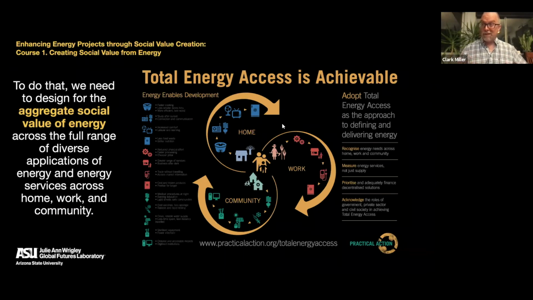And to do that, we need to think about then the aggregate social value of energy that we're creating with that microgrid, right? So here you see the total energy access idea from Practical Action, an organization that does a lot of energy access work. And you see how they think about applications of energy in the home, applications of energy at work and in the business sector, and applications of energy in the community or public parts of the community, and that you can use energy in all of these spaces if you design for it, right?